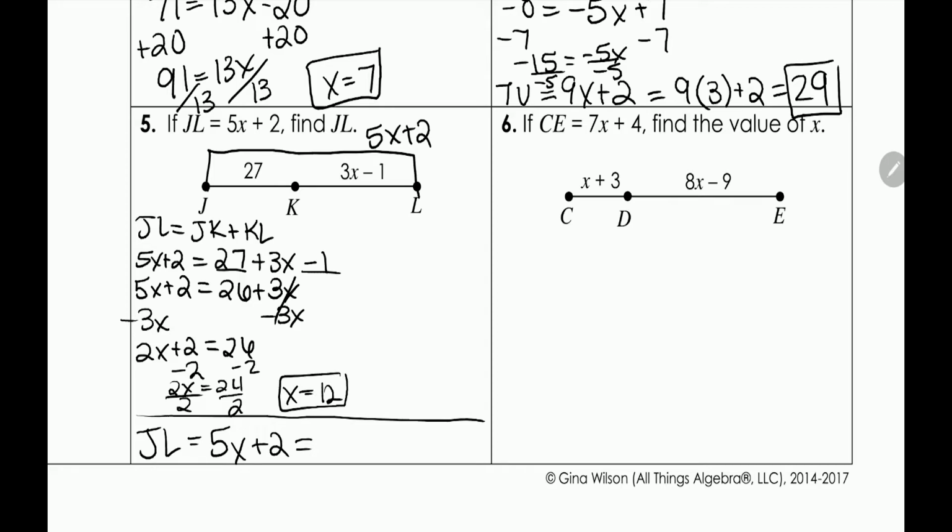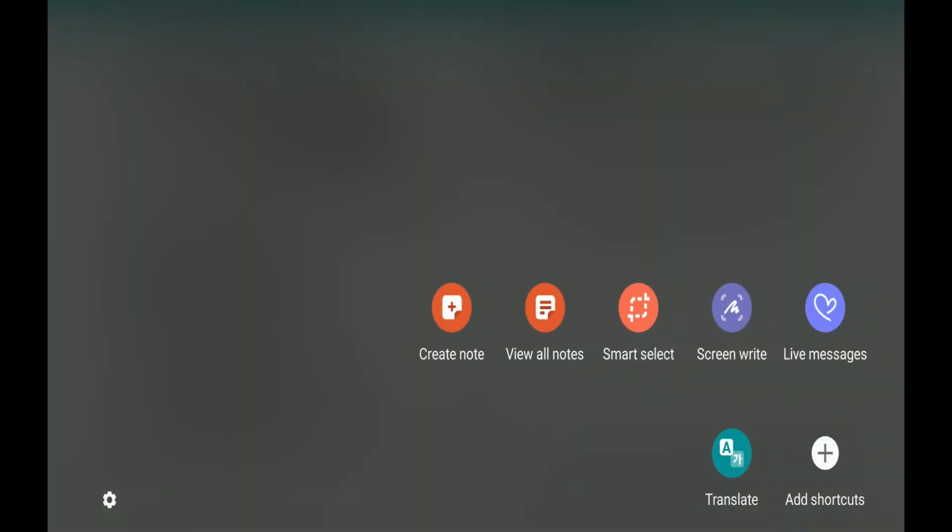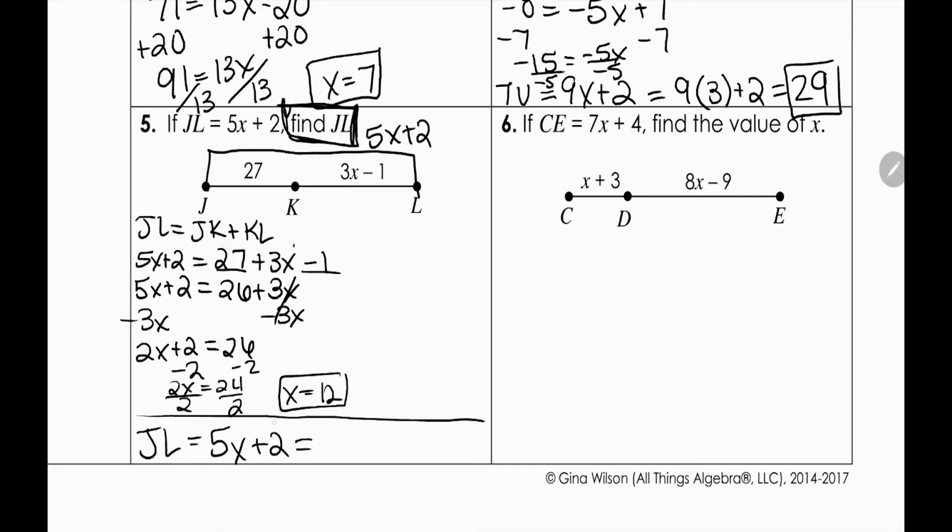But again, this is not telling us to solve for x, it's telling us to solve for JL. So now that we have the value of x, we can plug it in, we can substitute it. So we have 5 times 12, plus 2, and if we type that into a calculator, we are going to get 62. And so from J to L, the entire length is 62.